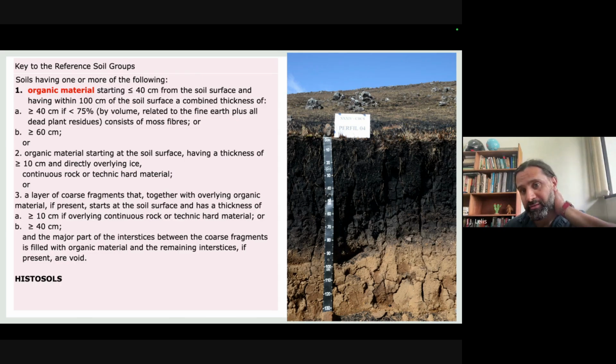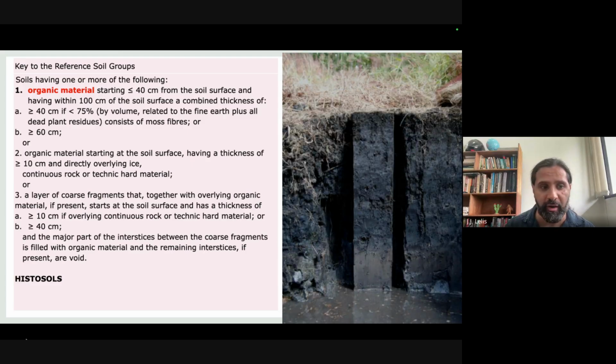So for all options, we must register organic material. We must register high organic carbon. And we can see a photo that expresses this: in this first 40 centimeters, starting at the surface and ending here, we have organic material with a very high organic carbon content. We can see some cracks that express the shrinking and swelling of the soil organic matter because of the variation.